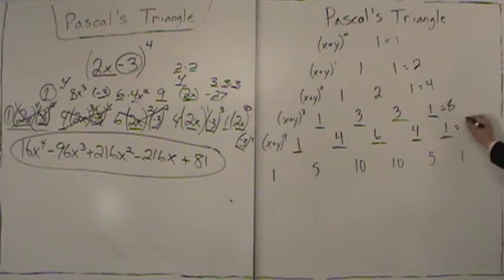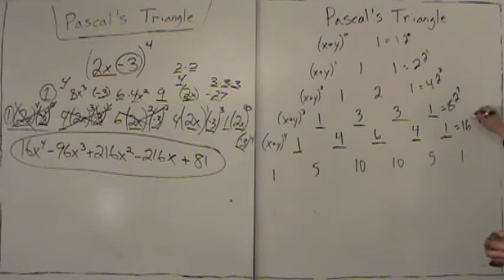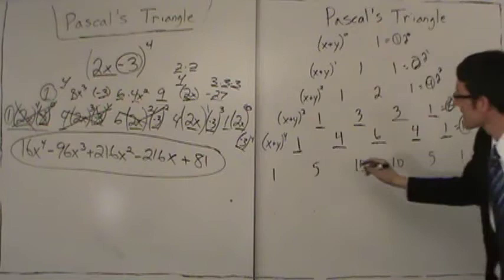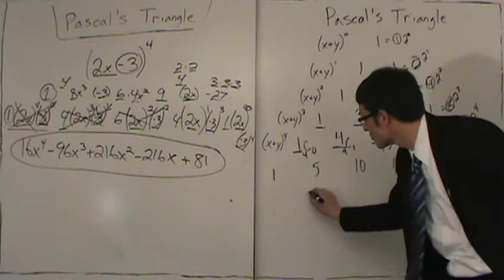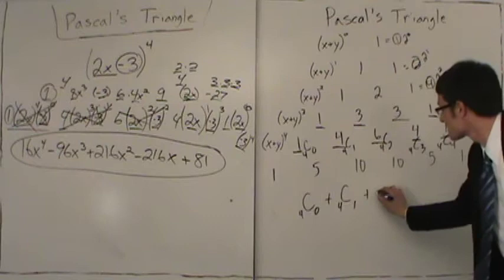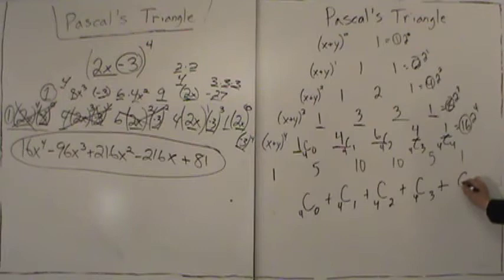Remember, this is what? 2 to the 0, 2 to the 1st, 2 squared, 2 cubed, and 2 to the 4th power, each of these numbers. Now, remember that this is combination 4 choose 0, combination 4 choose 1, combination 4 choose 2, combination 4 choose 3, and combination 4 choose 4. If I ask you, what is the sum of these combinations? This is equal to 2 to the 4th power, which is equal to 16. So if we add all the combinations up, we end up with 2 to the 4th, which is 16.